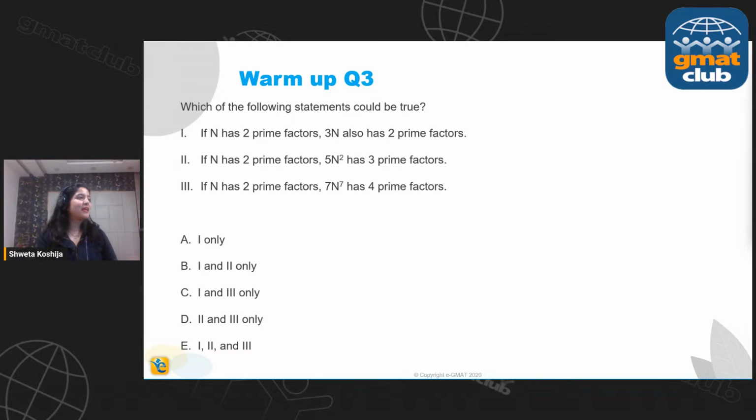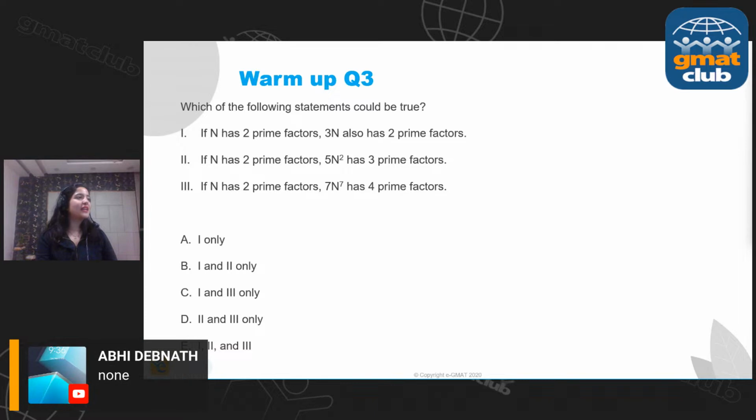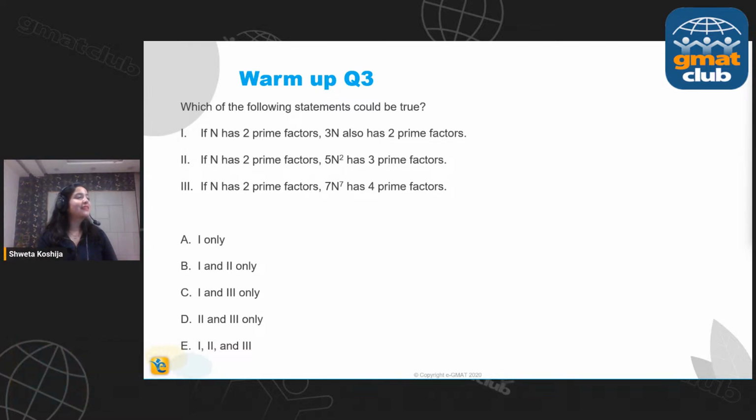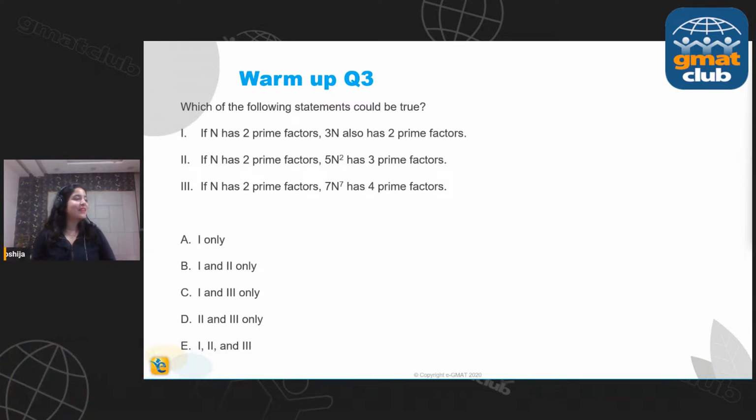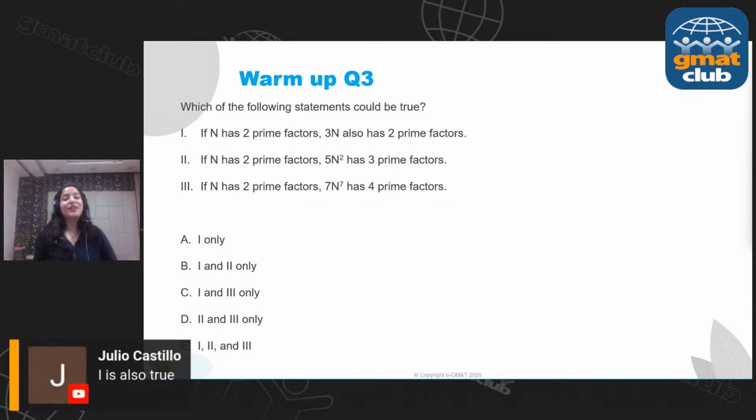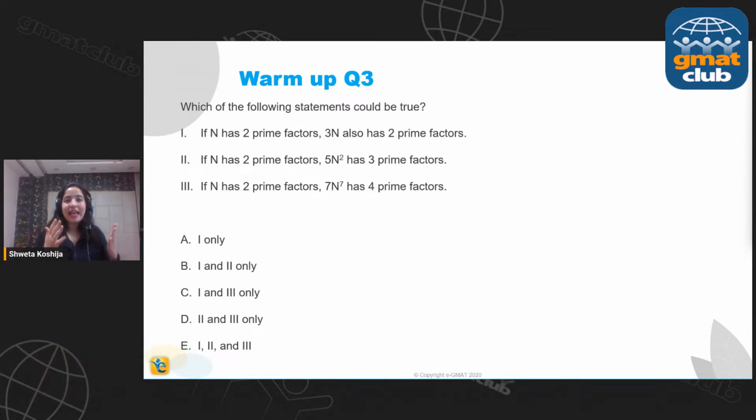Abhi says none, that's not right. Then he says two only, that's also not right. Okay, could be true. This question is could be true, that is the trick. Okay, let's see if that really is the trick. One is also true. All right, good. So you people were really engaged with the question, which is very good. And that's why the communication here is also thoroughly about the question, which is good.